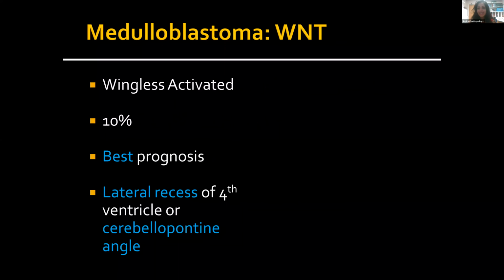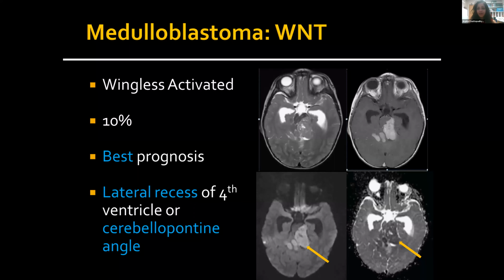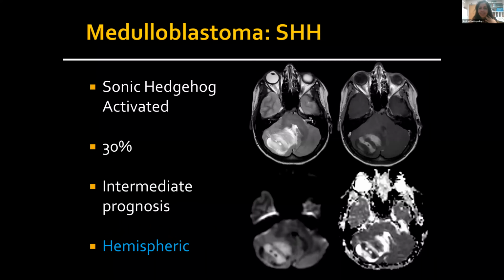So the first is the Wnt activated, and an aberration in the pathway in flies means that they're wingless, which is where the name comes from. These are the least common, but have the best prognosis. And these cells come from the lower rhombic lip. So we see the distribution of these tumours from the lateral recess of the 4th ventricle along towards the CP angle. And again, a nice diagnostic clue that this is a medulloblastoma is that there is diffusion restriction, and it therefore suggests that it's a cellular tumour. Next, we've got sonic hedgehog activated.